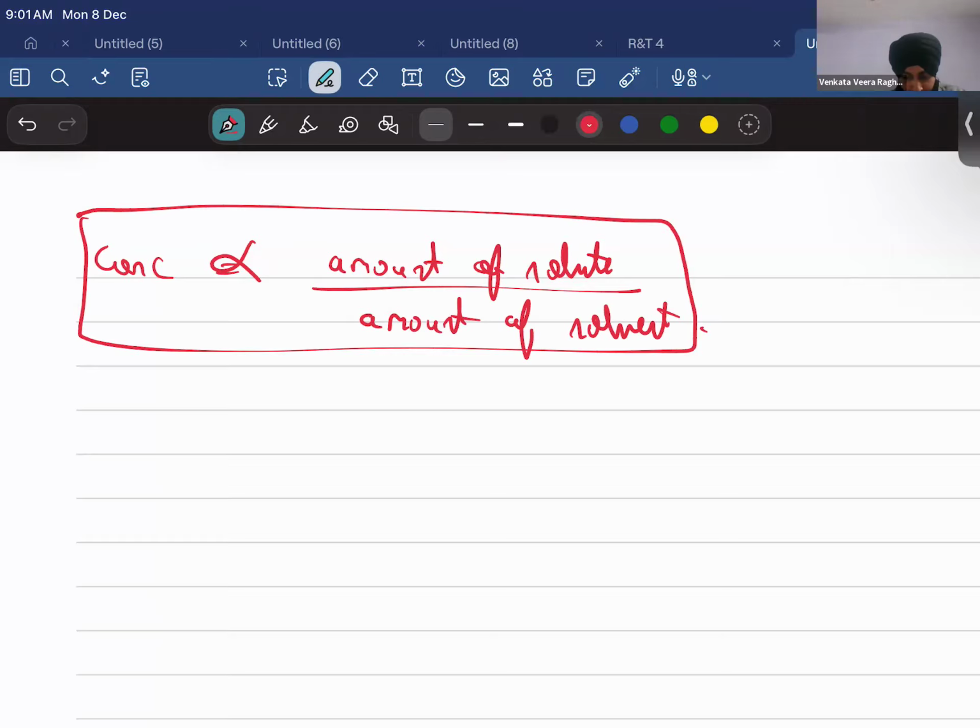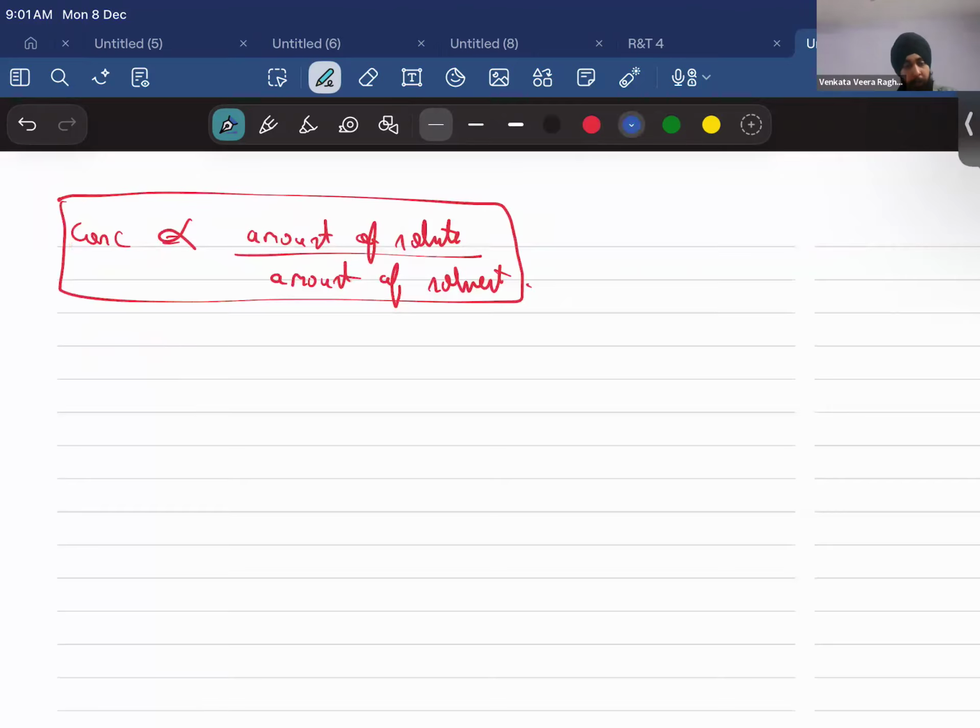Then to define this concentration, we have multiple terminologies. You might have read about molarity, normality, weight by weight fraction, weight by volume percentage, volume by volume percentage, mole fraction. Many quantities are there, just to tell you the amount of solute by amount of solvent.